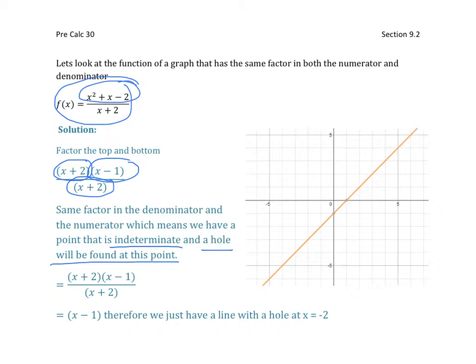So this actually crosses off our x plus 2 on the top and our x plus 2 on the bottom, and we're left with just x minus 1, which is just a line, and we have a hole at x equals -2. So we find x equals -2, and we have a hole at that specific point. When we have something that's the same in the numerator and the denominator, this point is called indeterminate, and it is not an asymptote. What happens is we actually have a hole at that point. We don't have a point, we have a point that does not exist right there.